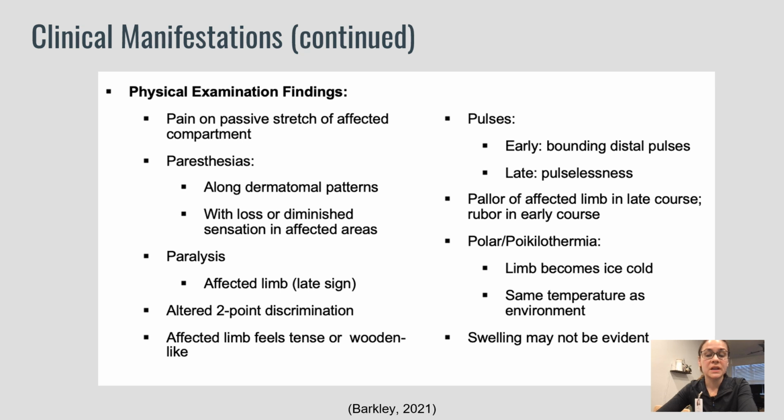The pulses in the early phase can be bounding, while in the late phase there can be pulselessness. Pallor of the affected limb occurs in the late course, while rubor occurs in the early course. Polar or poikilothermia involves the limb becoming ice cold, and it is often the same temperature as the environment. And finally, swelling may not be evident.